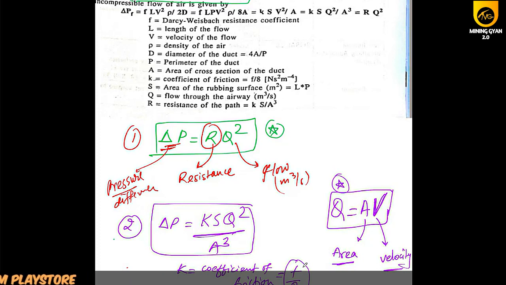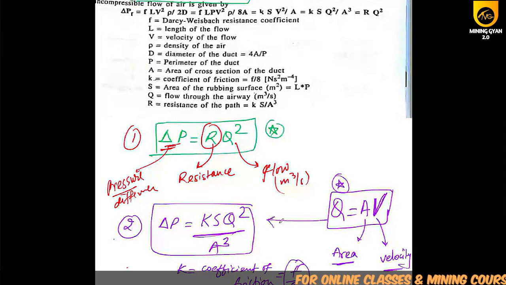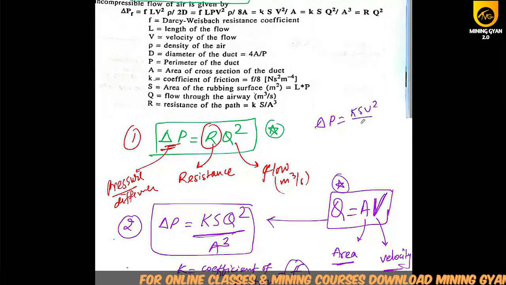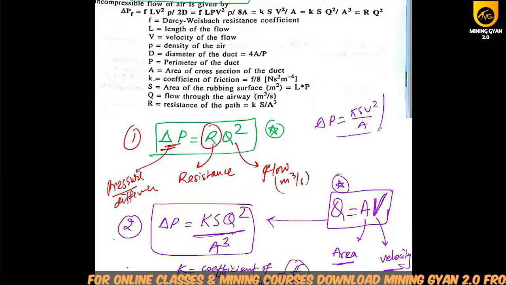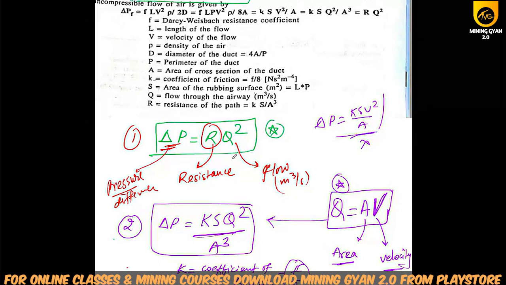Coefficient of friction, that means F by 8. And what is the F? F is the resistance coefficient. We will see when we solve the questions. So K S Q square by A cubed. When you use V in it, another formula will come, delta P equals K S V square by A. So you don't need to remember this formula, just remember these three formulas. The other formula you can derive.